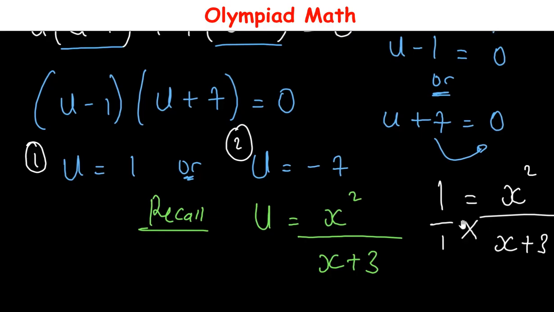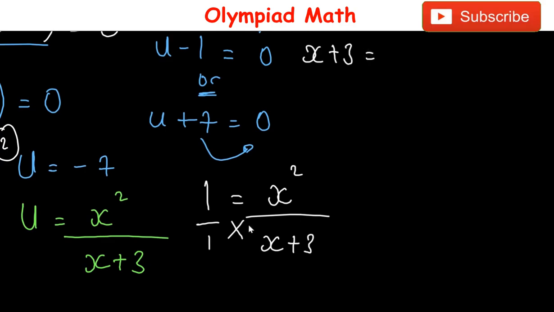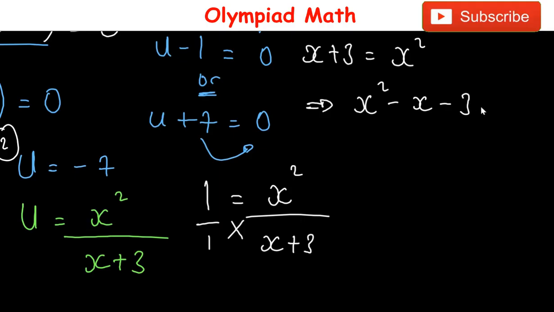So if we do so, we have that x plus 3 multiply 1, this becomes x plus 3 is equal to 1 times x squared, x squared. So we can then rearrange this equation, and this then implies that we have x squared minus x minus 3 equals 0. So this equation can be solved making use of the quadratic formula.